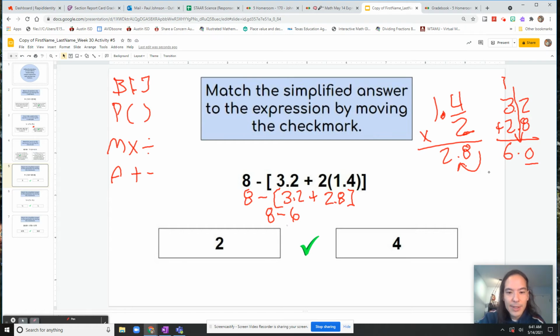And then finally, your answer to 8 minus 6, I want you to figure that one out yourself, and then put the check on whether it is 2 or whether it is 4. 8 minus 6 is one of these answers. You got it. You can do this.